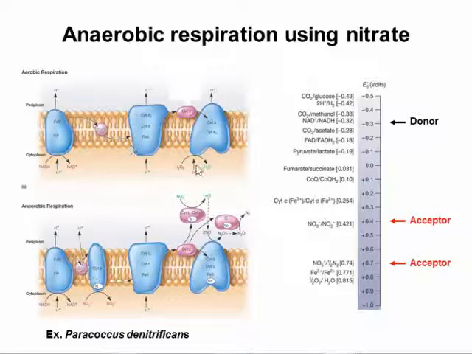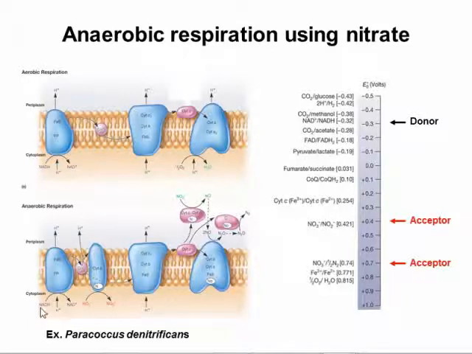So nitrate can be used as an electron acceptor instead of oxygen during anaerobic respiration. So Paracoccus denitrificans can do this. It can respire without oxygen. So what is happening here? This is the electron transport chain, for example, in Paracoccus denitrificans.